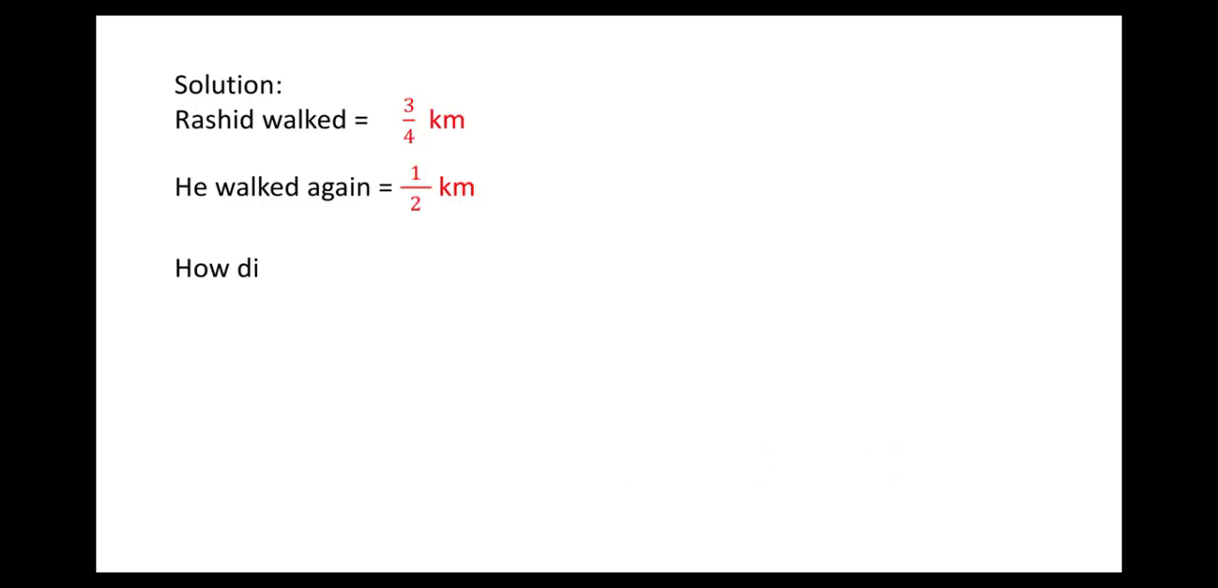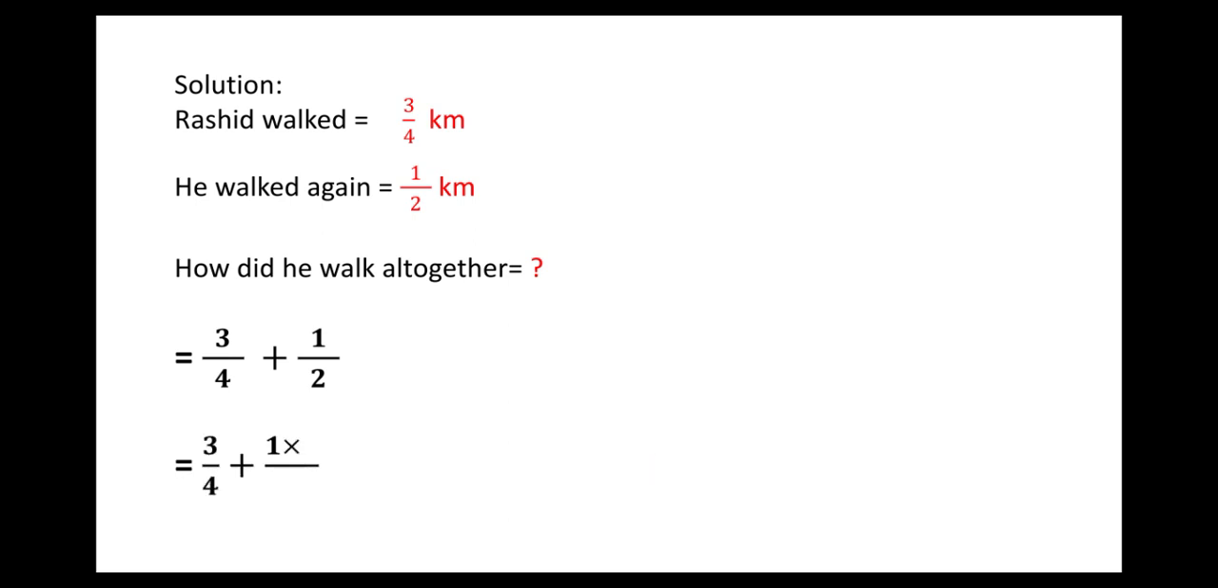So now we solve this question. Rashid walked 3 upon 4 kilometer. He walked again after the rest 1 upon 2 kilometers. So these are the givens. The required is how far did he walk altogether. So the operation we do here is addition. So 3 upon 4 plus 1 upon 2.